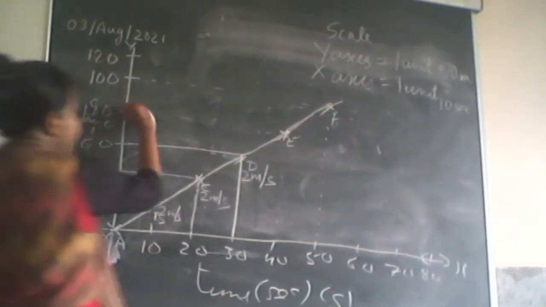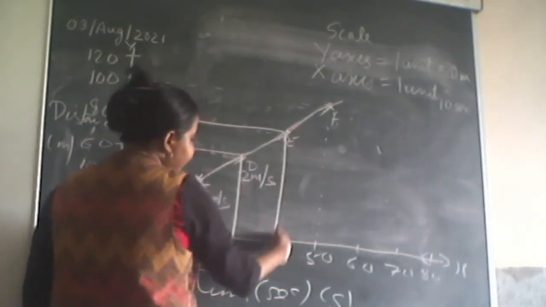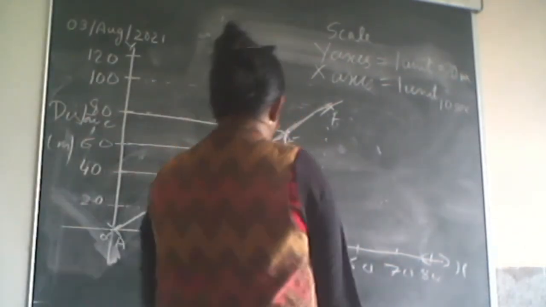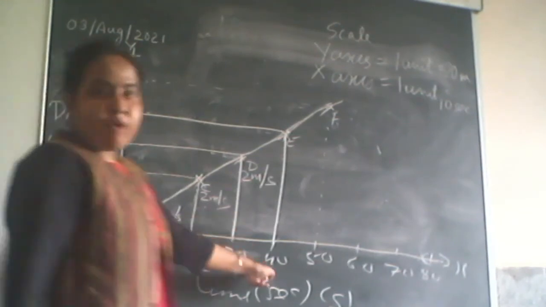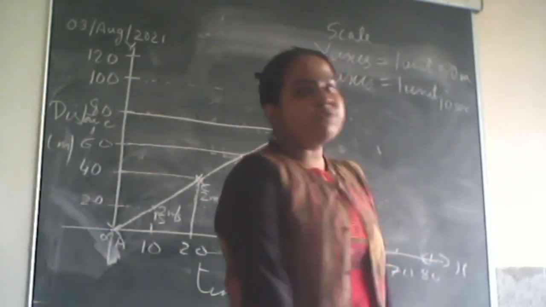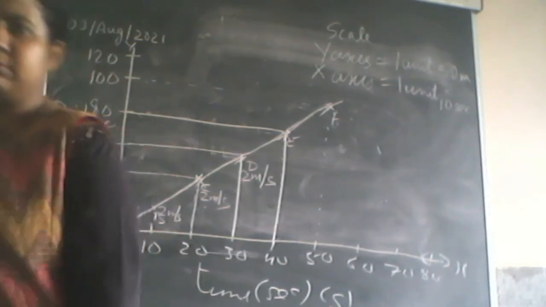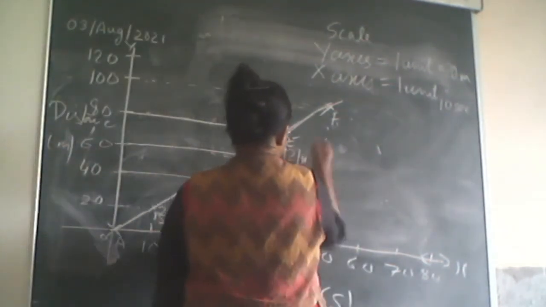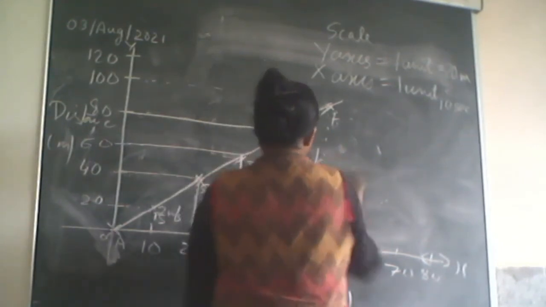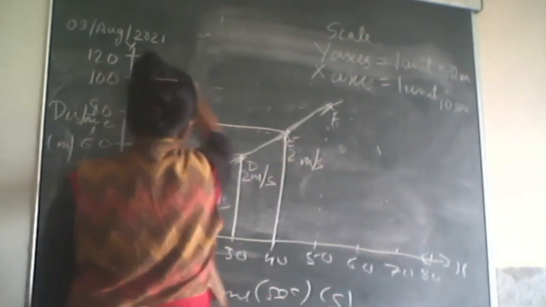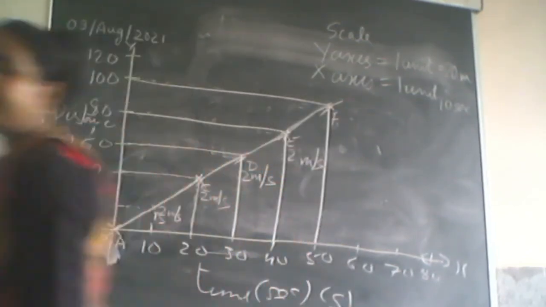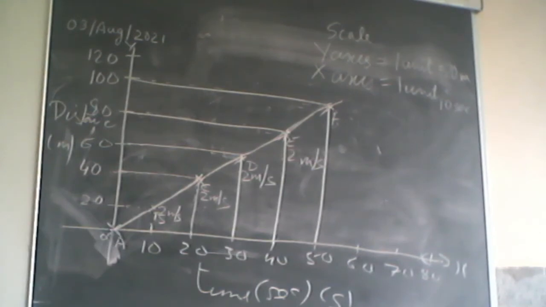For E, 80 meters in 40 seconds, right? 80 divided by 40 is 2. 2 meters per second. Good. Finally, F: 100 meters in 50 seconds. How much? 2 meters per second.